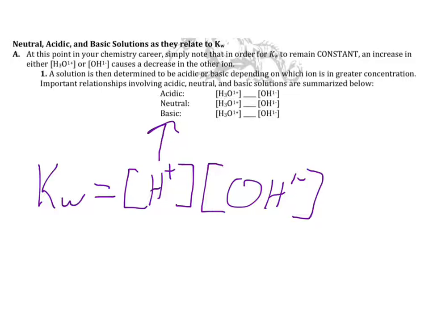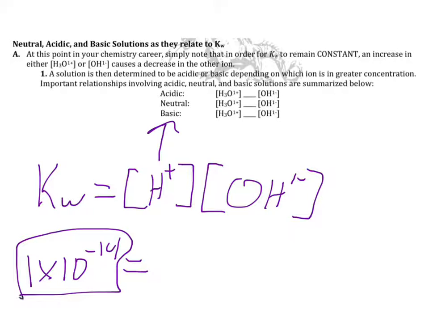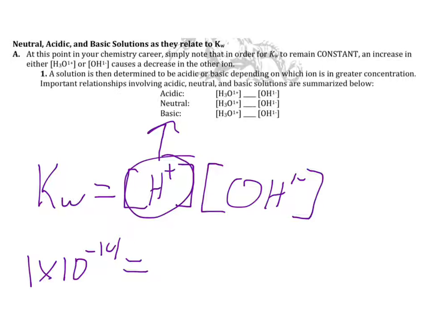Now again, Kw is equal to those two multiplied together, and Kw is a constant, which is 1 times 10 to the negative 14. And so this number right here is unchanging. It does not change. It will stay the same. So when you increase one of these, what will end up happening is you decrease the other one. And so, again, those two multiplied together will always be 1 times 10 to the negative 14. So if one of them increases, the other one must decrease.